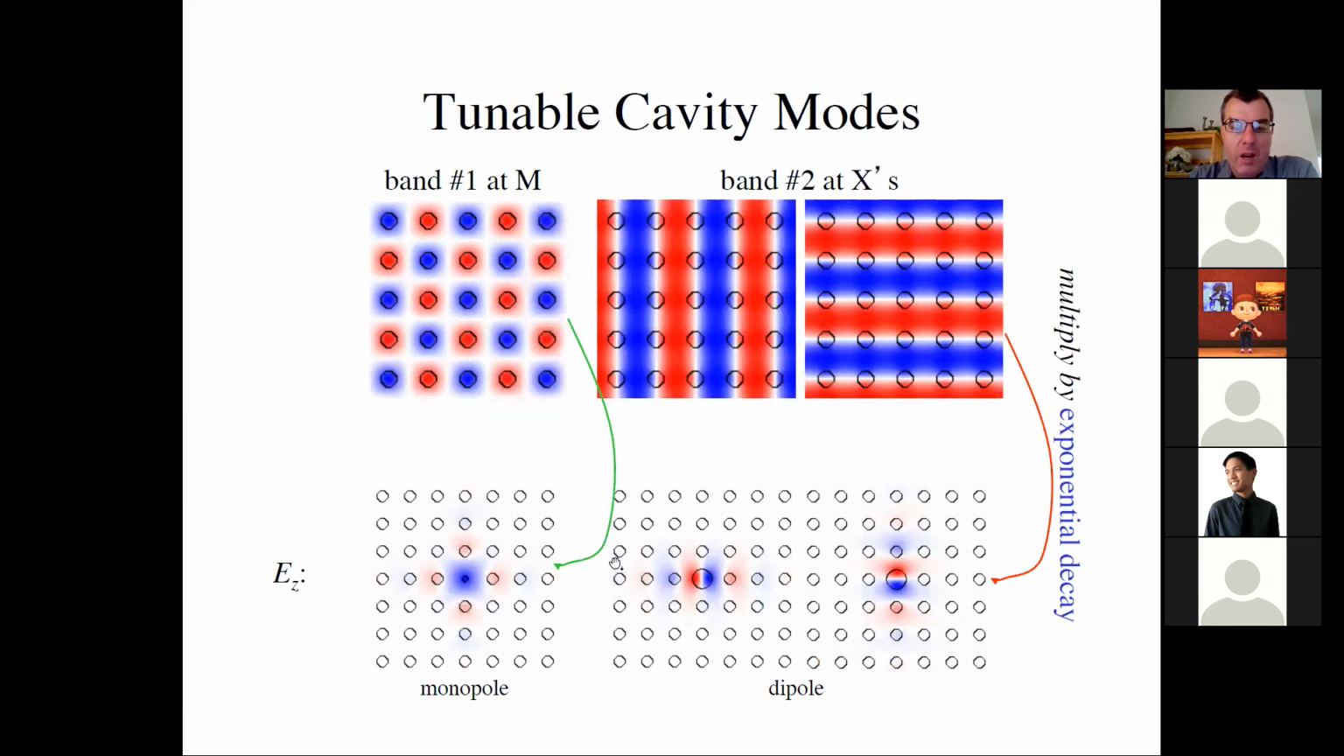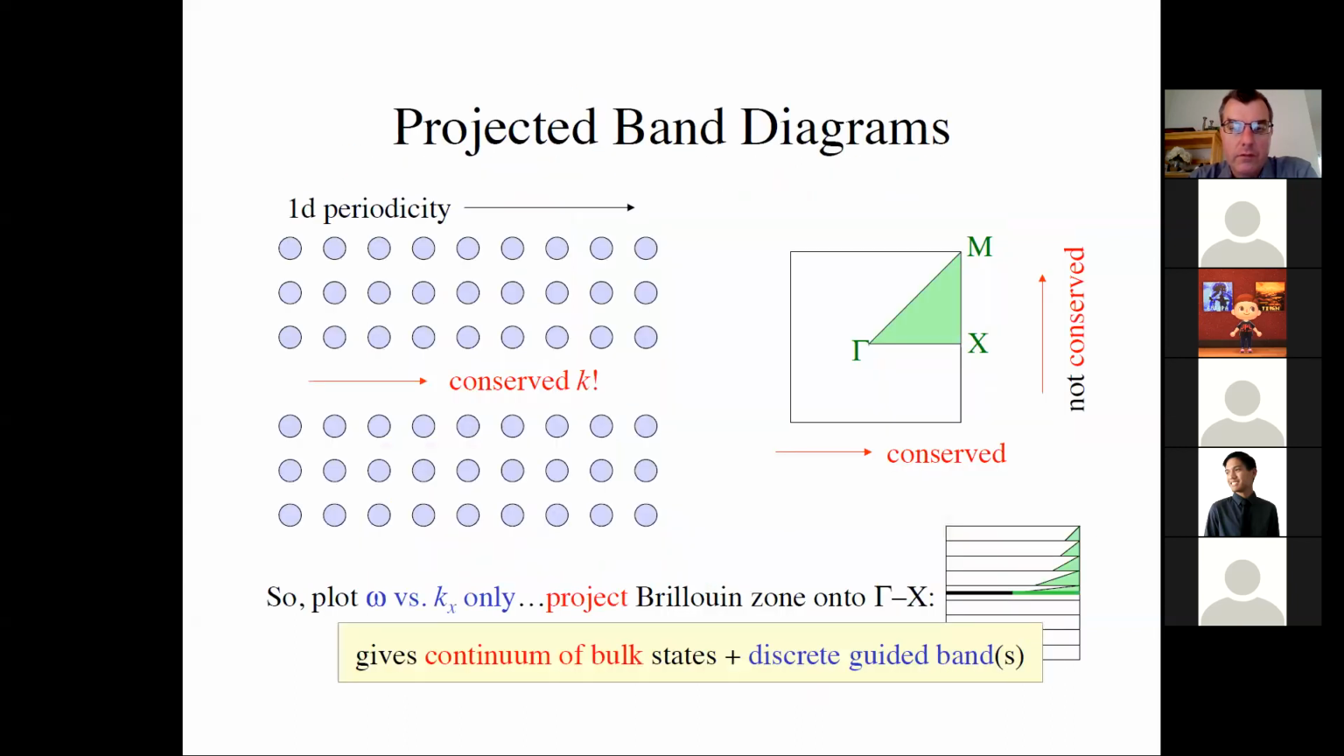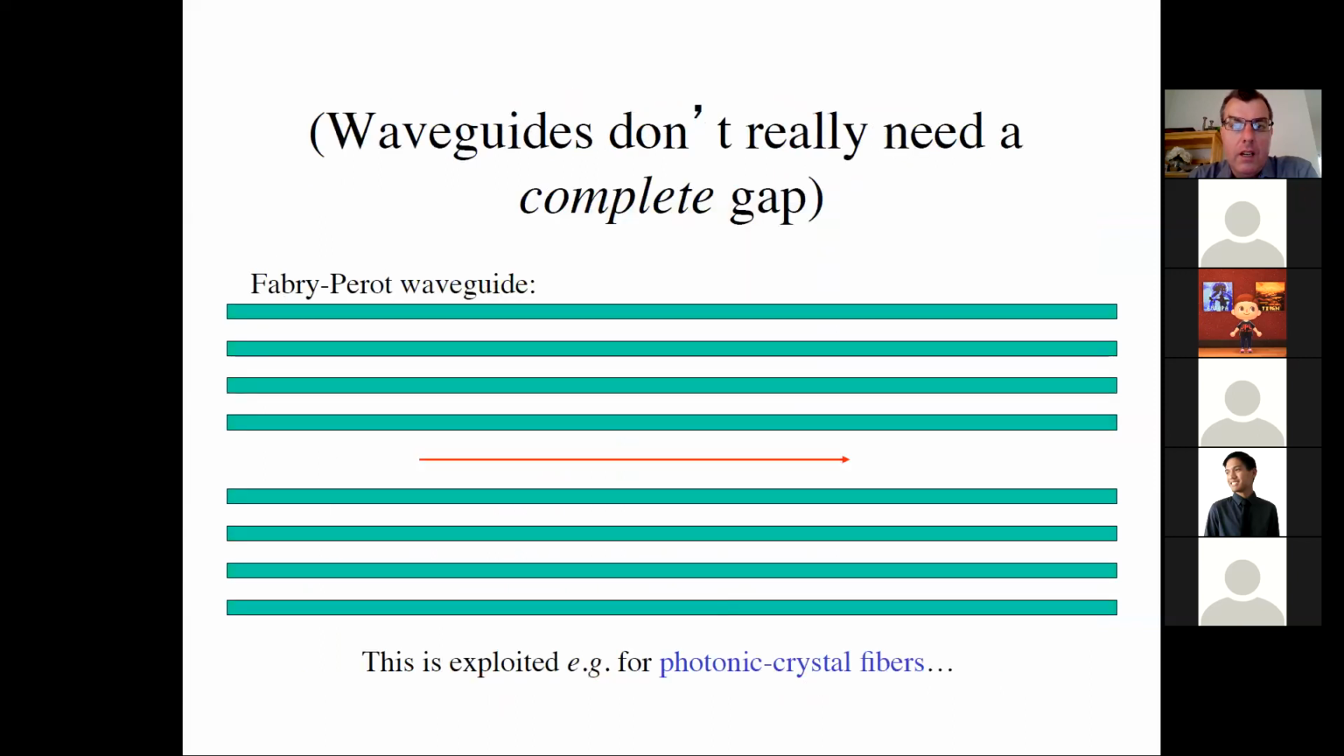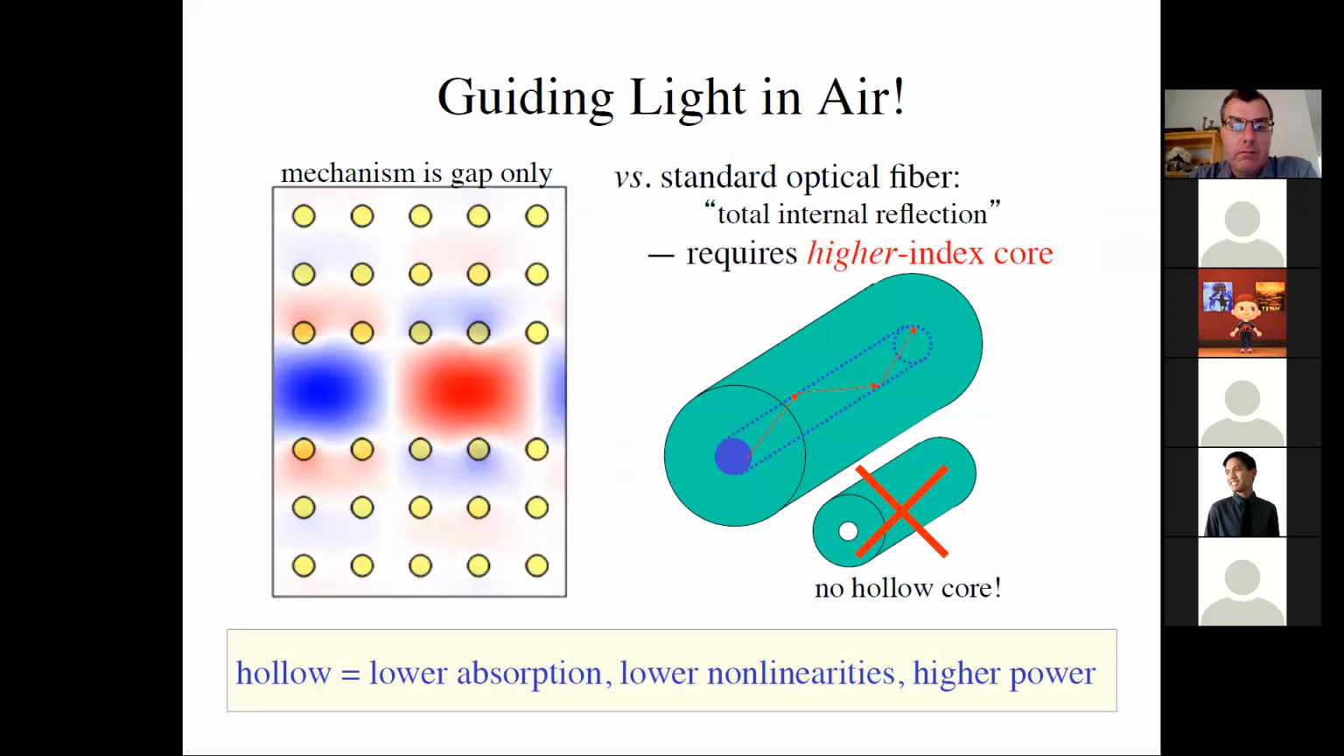People can play with the geometry here. And when they play with the geometry of this defect, either making it small or large, they can either get a monopole state, which means that the light is kind of symmetric, or a dipole state where the light will be antisymmetric and have a preferential orientation. For photonic crystal fibers, you don't need a complete band gap because we want propagation along this direction. So sometimes incomplete band gaps are useful.